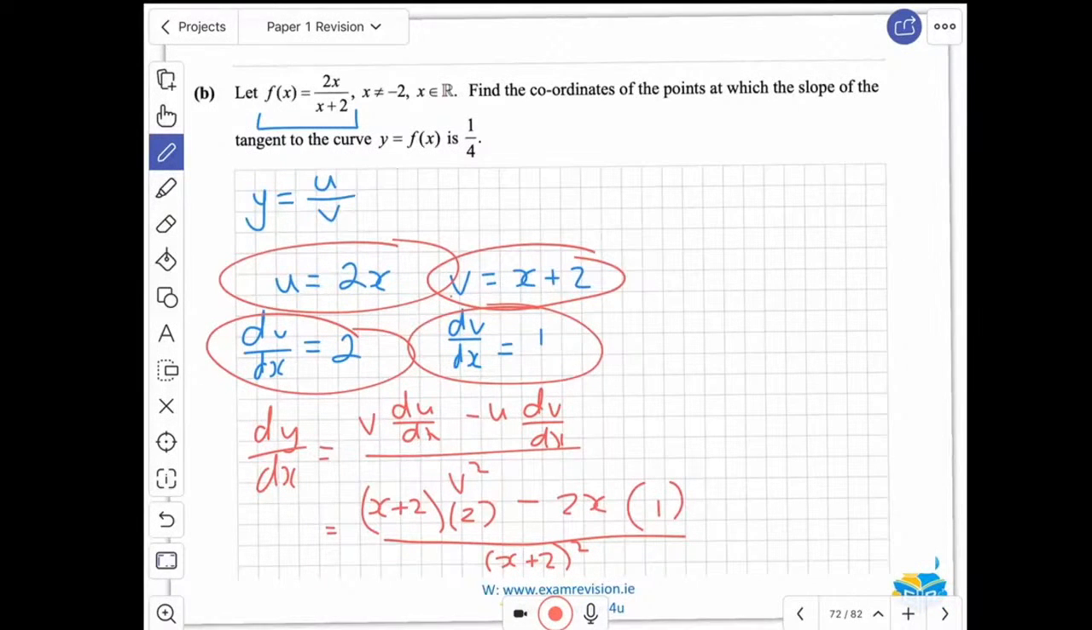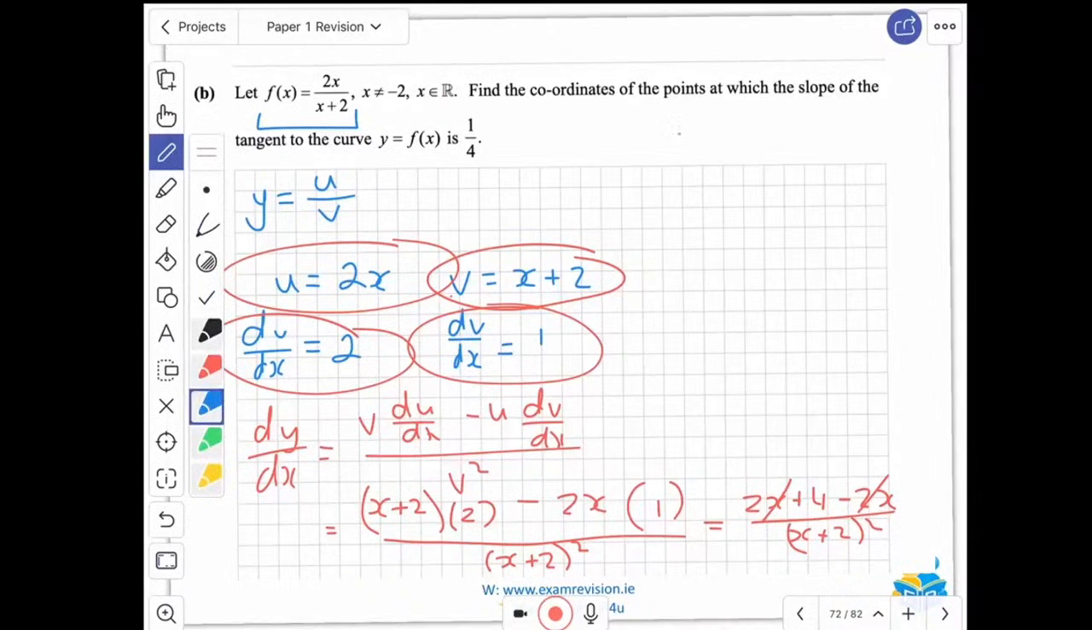Okay. And then when you multiply that all out, I'm just going to do this across here. So that's 2x plus 4 minus 2x, all over x plus 2 squared. They're going to cancel, they go to 0, so you're left with 4 over x plus 2 squared. Now again, I really want you to think about this.